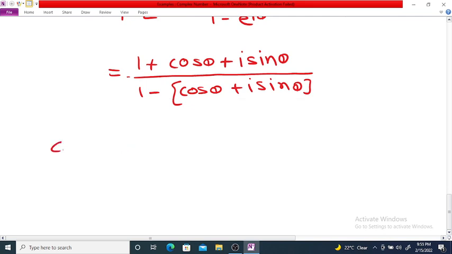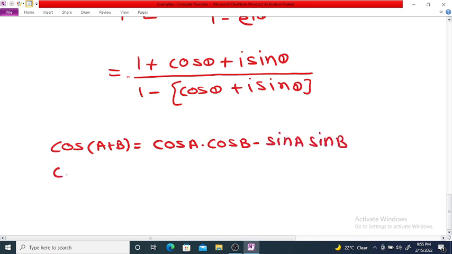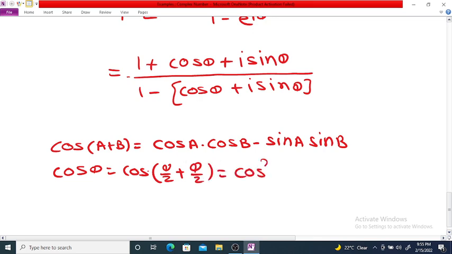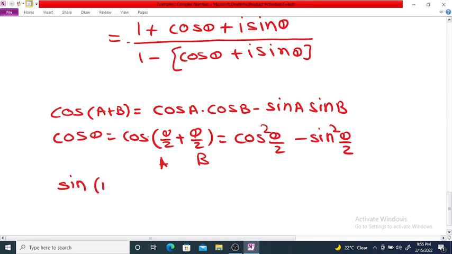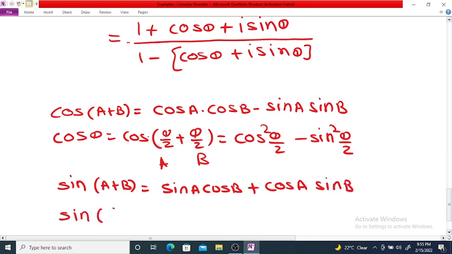Now we know that cos(a + b) = cos a cos b - sin a sin b, and therefore cos θ can be written as cos(θ/2 + θ/2). So this is equal to cos²(θ/2) - sin²(θ/2), since here a is θ/2 and b is also θ/2. Similarly, sin(a + b) = sin a cos b + cos a sin b, and therefore sin(θ/2 + θ/2) is sin(θ/2)cos(θ/2) + cos(θ/2)sin(θ/2). So this is 2 sin(θ/2) cos(θ/2).